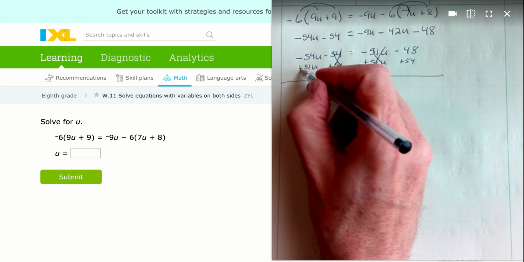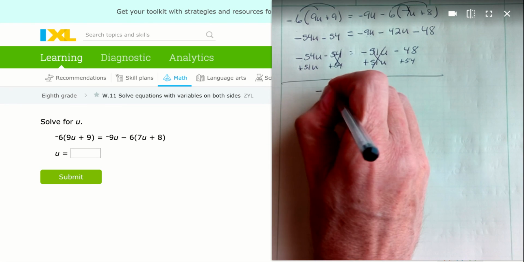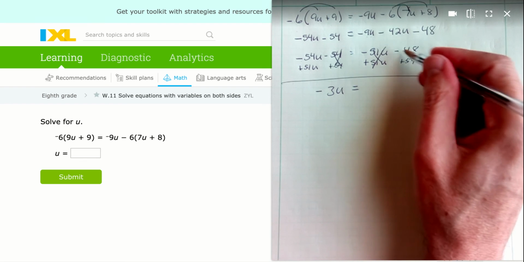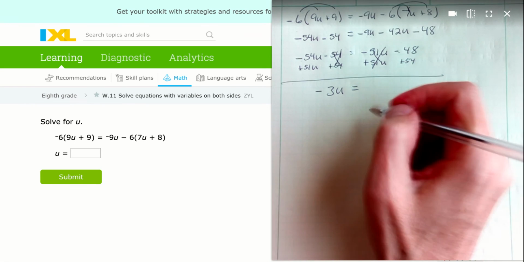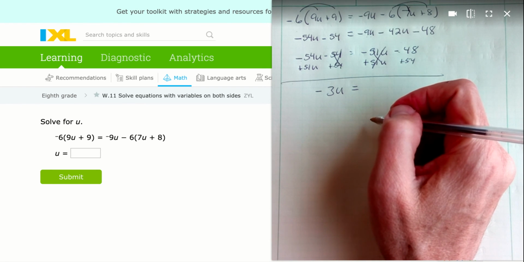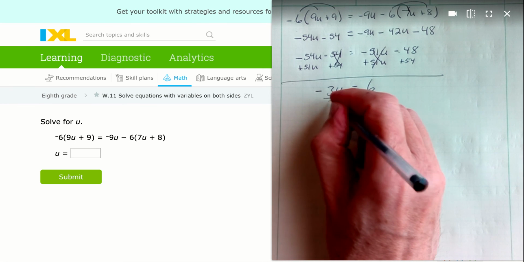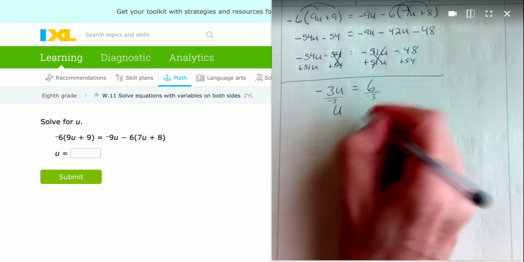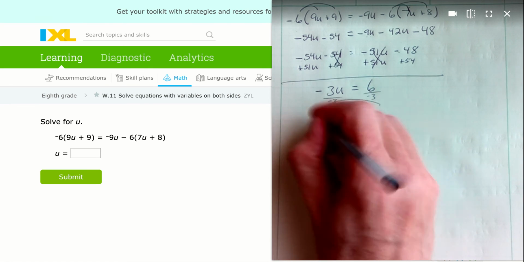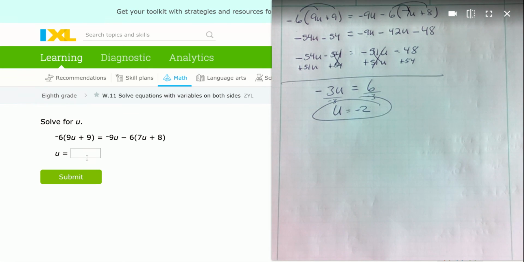Negative 54 plus 51 will be a negative 3u equals negative 48 plus 54 is going to be a 6, and then divide by my negative 3, and I get u is negative 2. Let's see, negative 2. Excellent. If you have any questions, again, please do bring them to class, and I will help you.